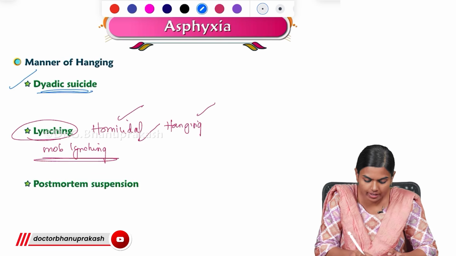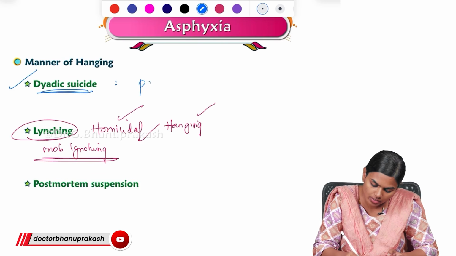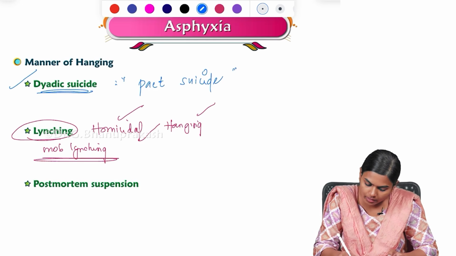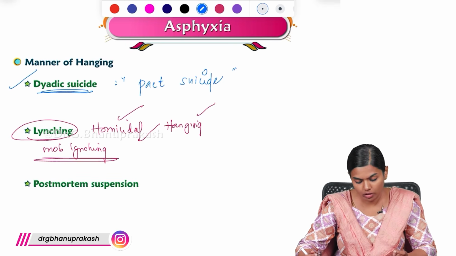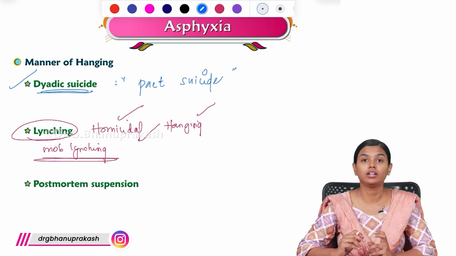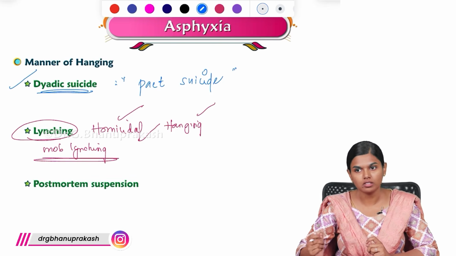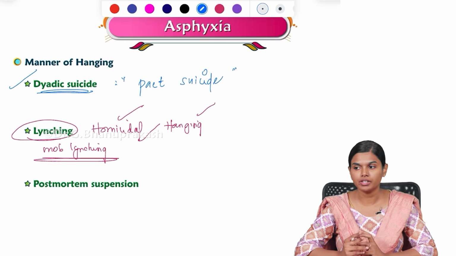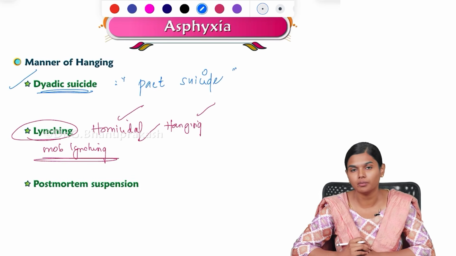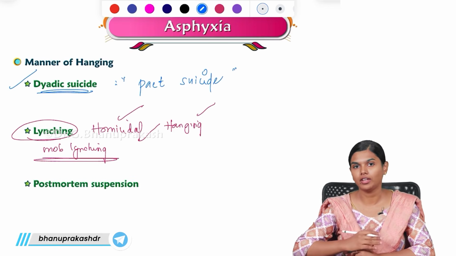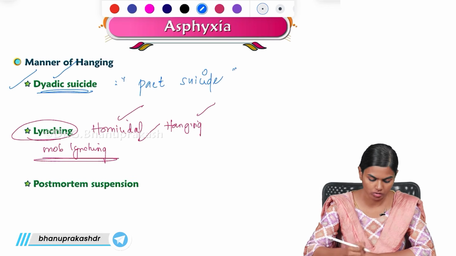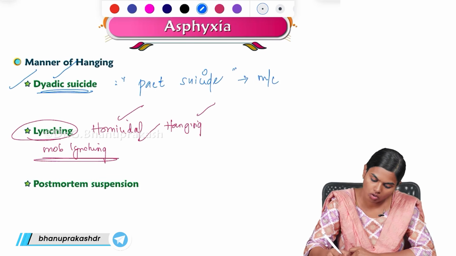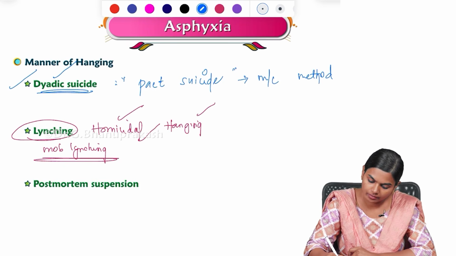So first is your dyadic suicide. So dyadic suicide is known as pact suicide. So here what happens is that this is something very famous. So they will make a pact that they will die together. Like usually lovers or people with some superstition, what they will do is they will talk amongst themselves. They will make a pact, sort of promise. They will promise to each other that we will die together. So this is known as dyadic suicide. So this dyadic suicide, the most common method used is your hanging.